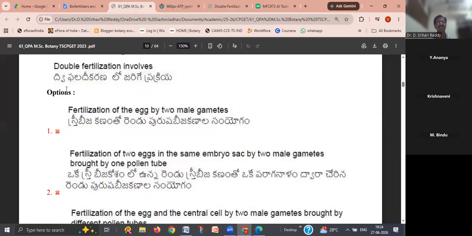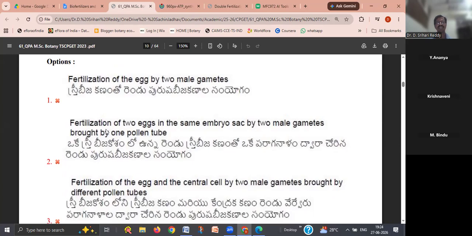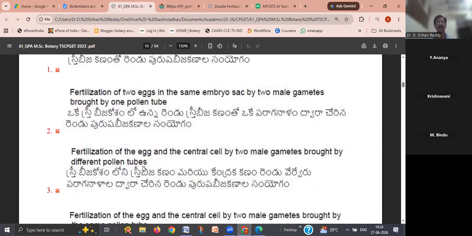So double fertilization involves what? Fertilization of the egg by two male gametes. Actually, one male gamete only. Fertilization of the egg by one male gamete only, not two male gametes. That is a wrong option. And fertilization of two eggs in the same embryo sac by two male gametes. Actually, in the egg apparatus there is only one egg cell, so it is also a wrong option.